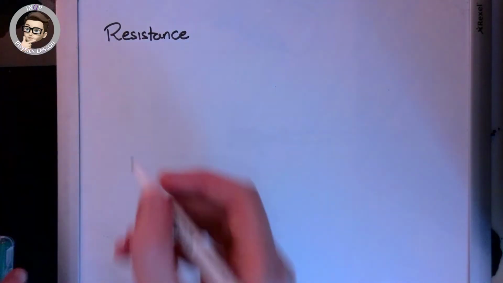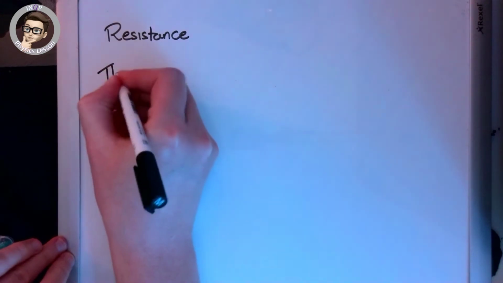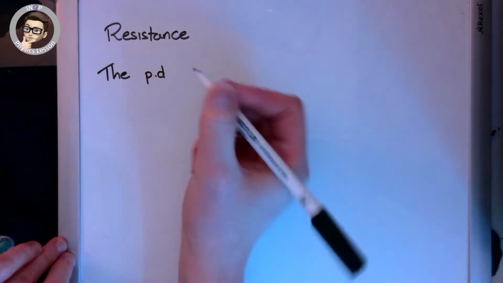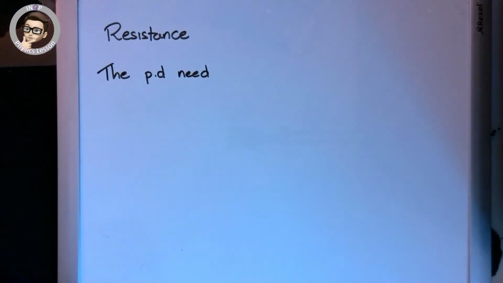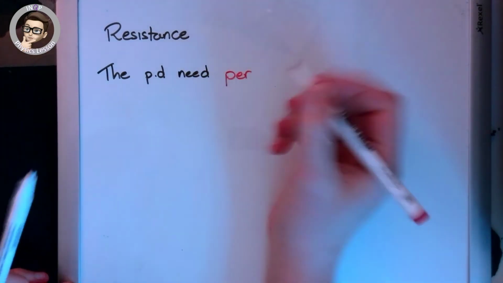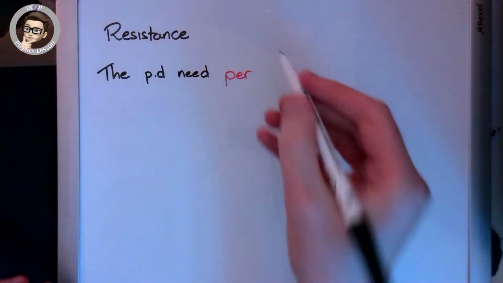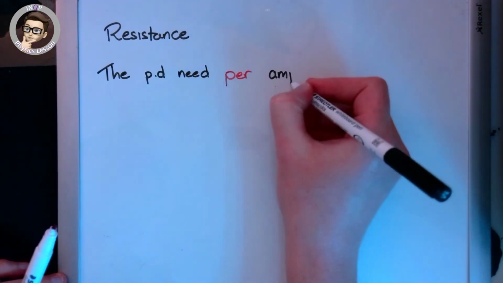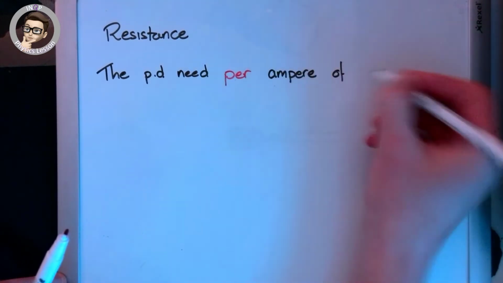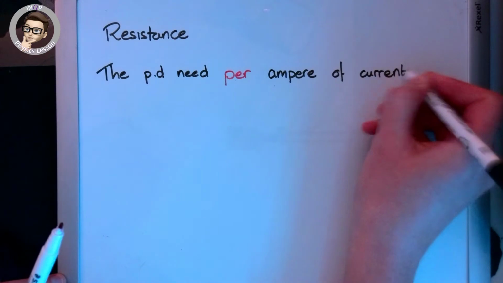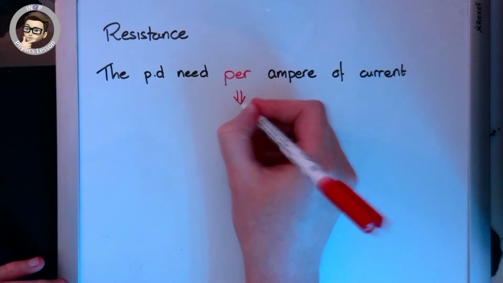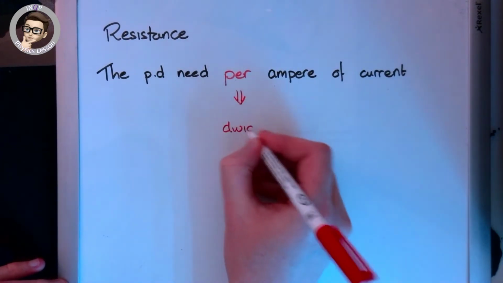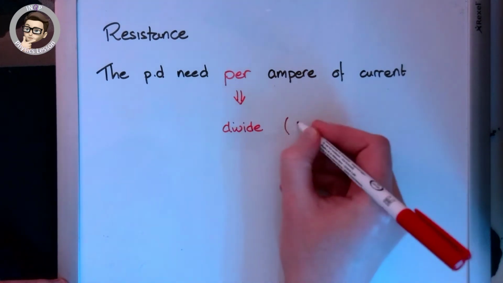So resistance is the PD, the potential difference needed per ampere of current to flow. Now, why have I made a big deal out of per here? Well, per in mathematical terms means divide. And you can also see it as a slash.